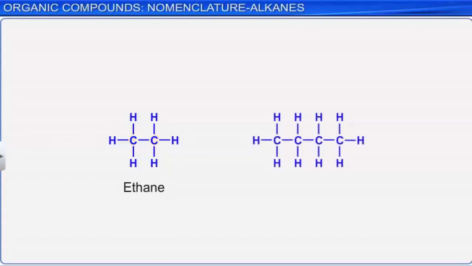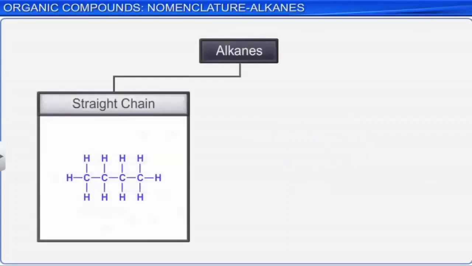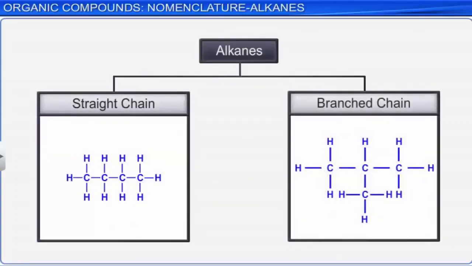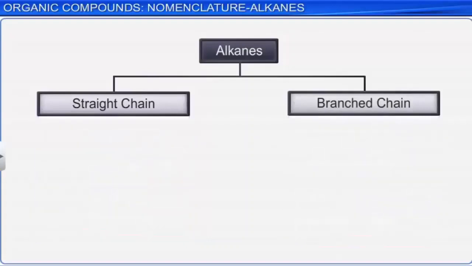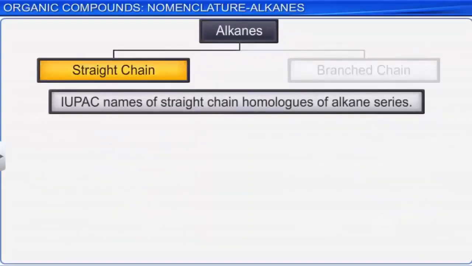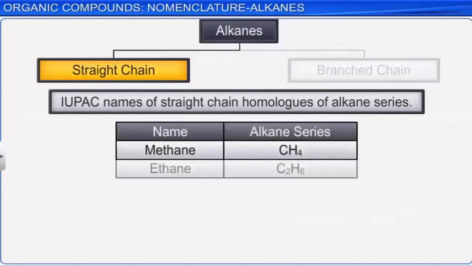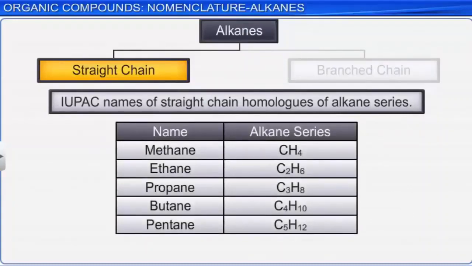Similarly, the IUPAC name of an alkane having 4 carbon atoms is but plus ane, butane. Alkanes can be straight chain alkanes or branched chain alkanes. Let's look at the IUPAC names of certain straight chain homologues of alkane series.